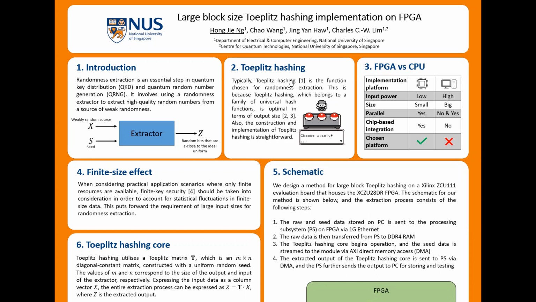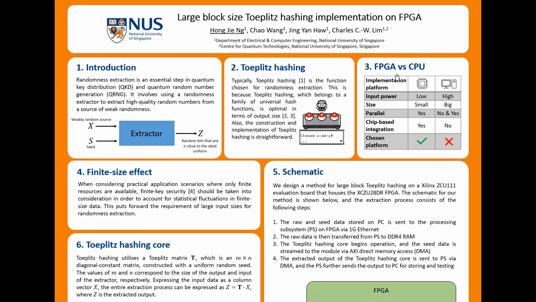We chose Toeplitz hashing as our randomness extraction function because Toeplitz hashing is shown to be optimal in terms of output size. Additionally, the straightforward construction and implementation of Toeplitz hashing is another benefit.